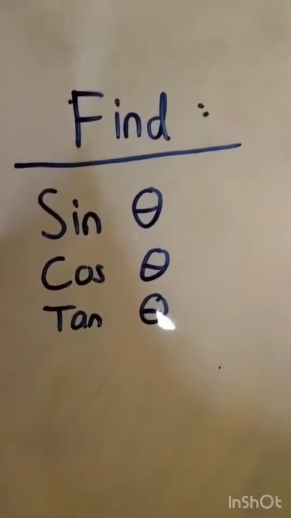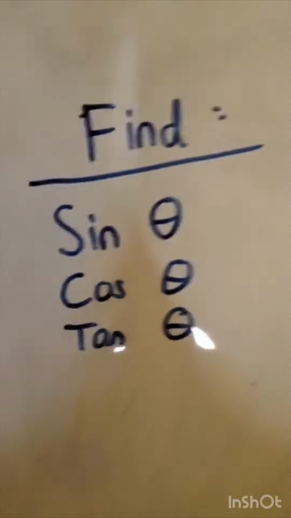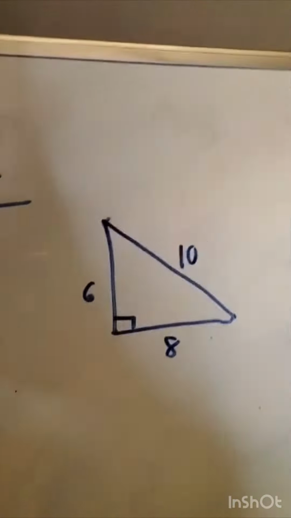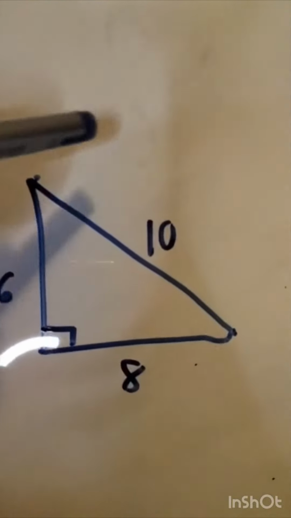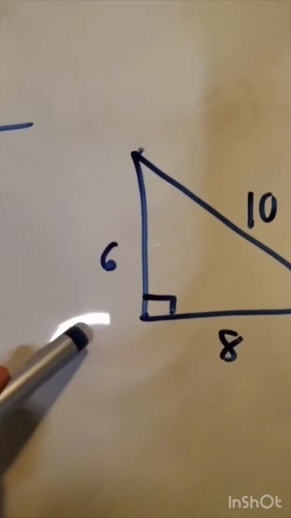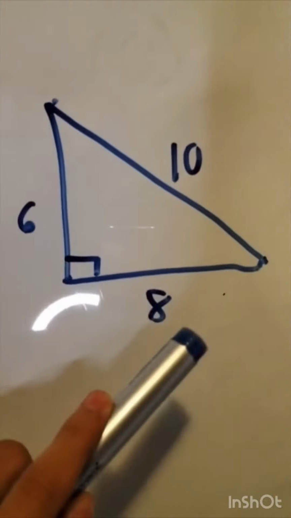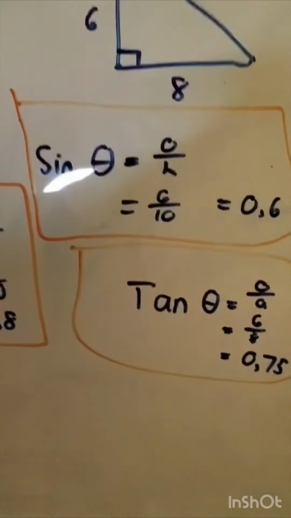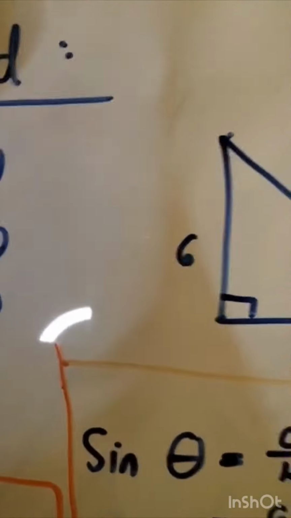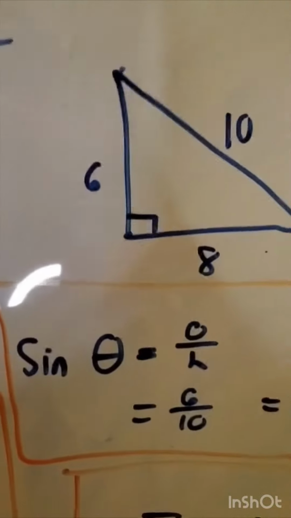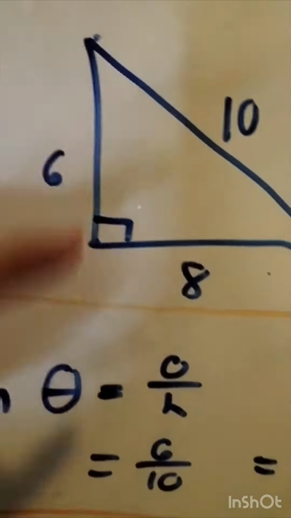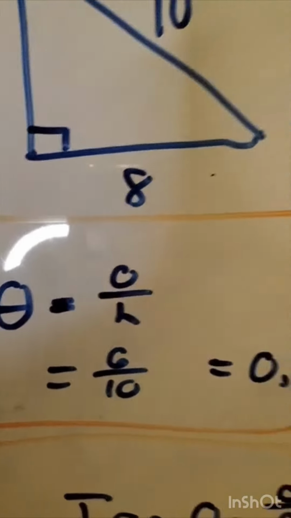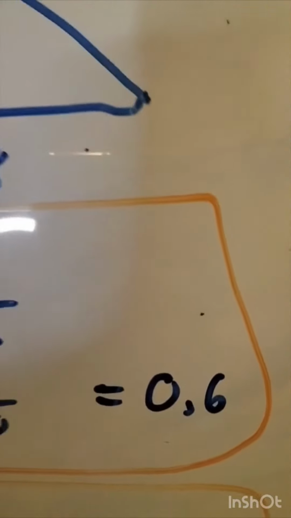So now we're going to look for the sin theta, the cos theta, and the tan theta in this triangle. Okay, so as we explained earlier, this is the hypotenuse, this is the opposite side, and this side is the adjacent side. So first we're going to look for the sin theta of this triangle. What you want to do is take your hypotenuse over your opposite side, and then you get 6 over 10. And if you work that out, you get 0.6.